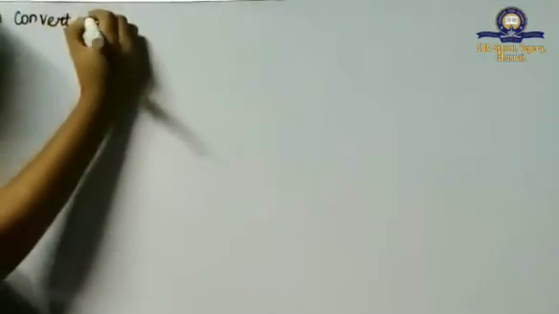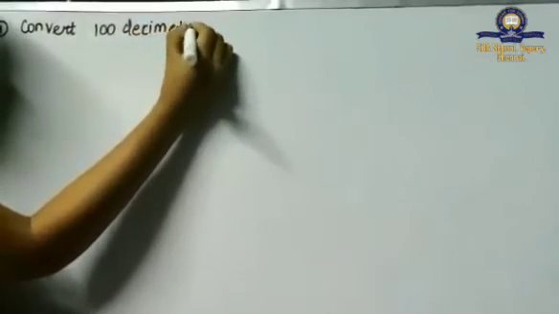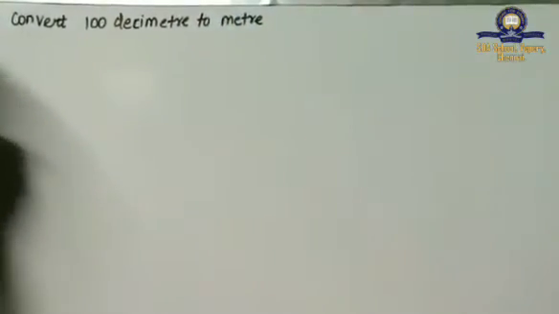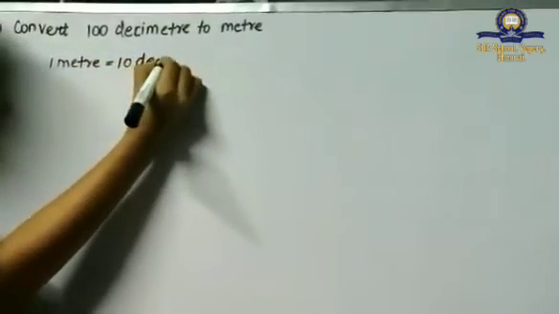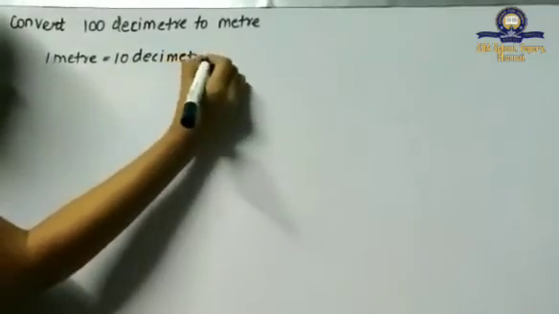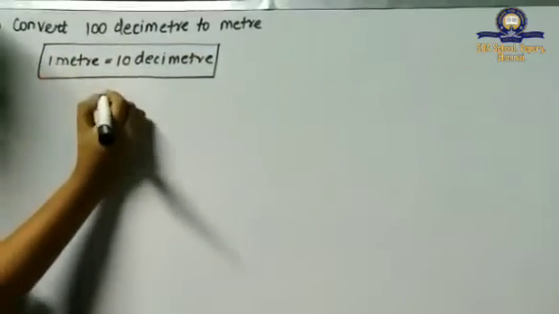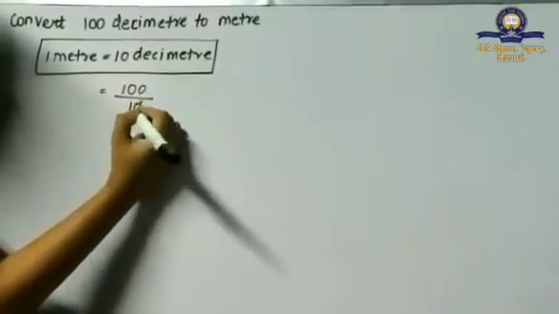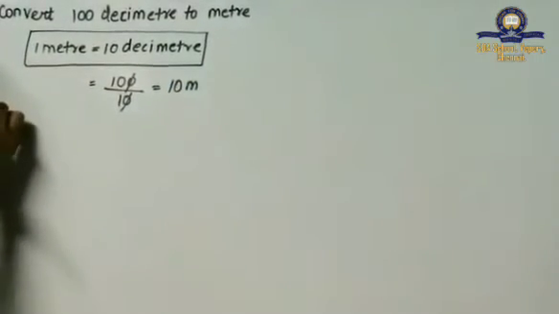The first sum is you are going to convert 100 decimeter to meter. So you have already learnt the formula. 1 meter is equal to 10 decimeters. So here you are going to convert decimeter in terms of meter. So you are going to divide the value 100 by 10. So when we cancel out the 0, you will be getting 10 meters. So this is the first sum.